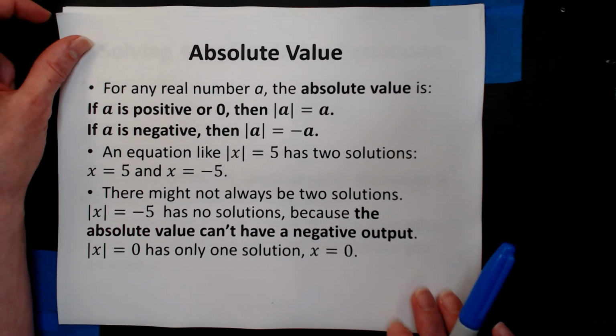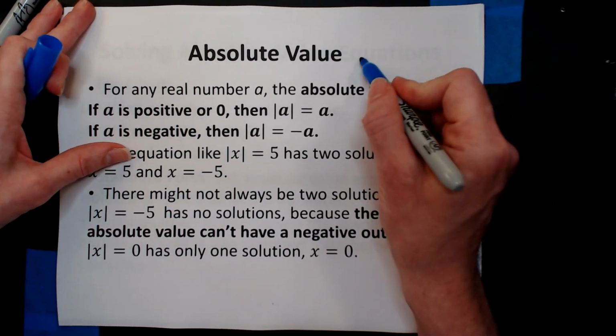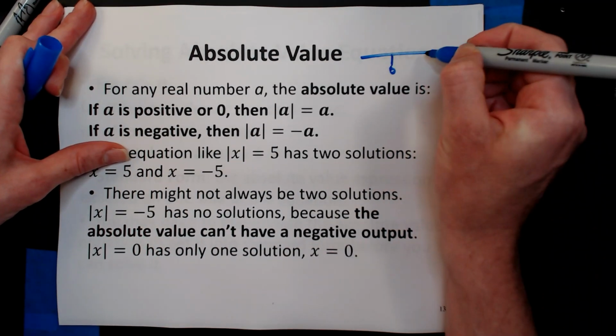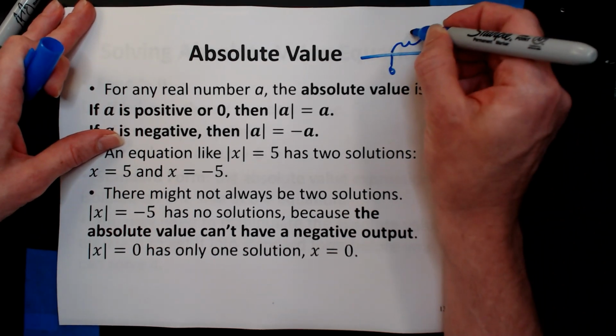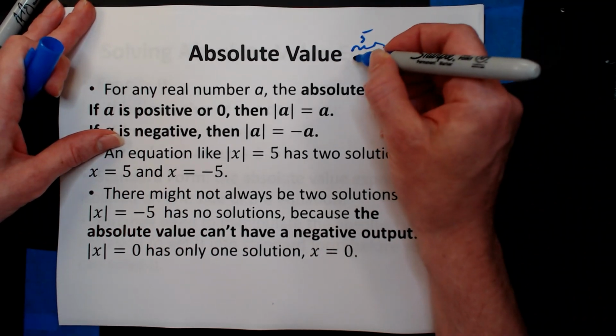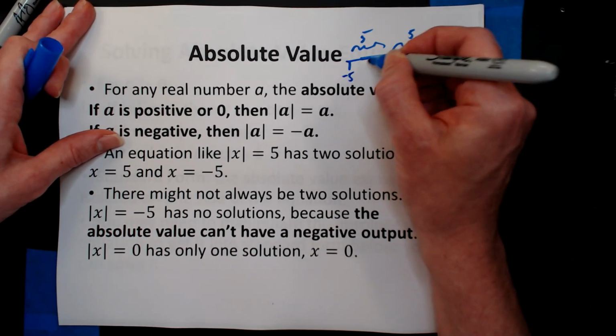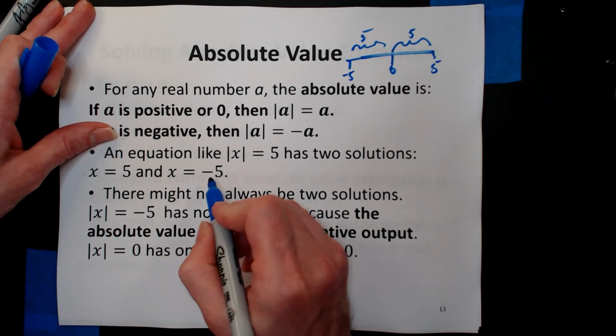So basically, how I like the students to think about it, the absolute value is the distance from 0. When you say the absolute value of a number is 5, you can be 5 units away from 0 in either direction. So negative 5 is 5 units away from 0, and positive 5 is 5 units away from 0. So that's how you get this right here.